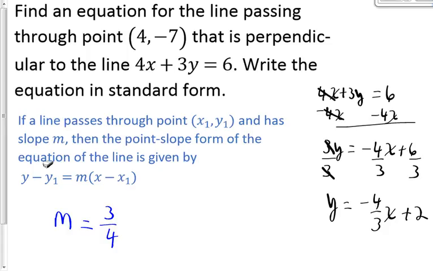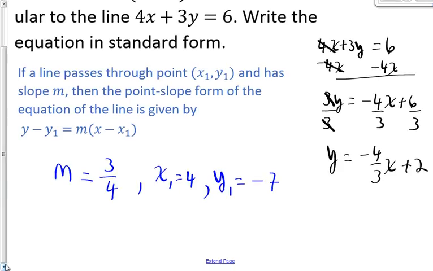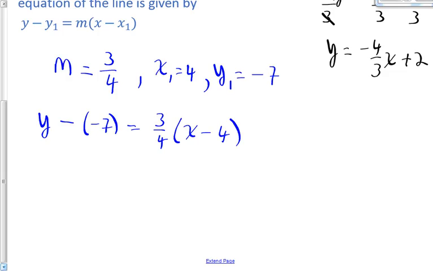Opposite and reciprocal. Once you have all of that, we also know a point where x1 is equal to 4 and y1 is equal to negative 7. So we can plug all this into our point slope form to come up with an equation. We'll have y minus y1, which is negative 7, equals m, which is 3/4, times x minus 4. All right, from here, let's just rewrite this. Instead of minus negative 7, we can write y plus 7 equals 3/4 times x minus 4. And from here, I want to put this in standard form.